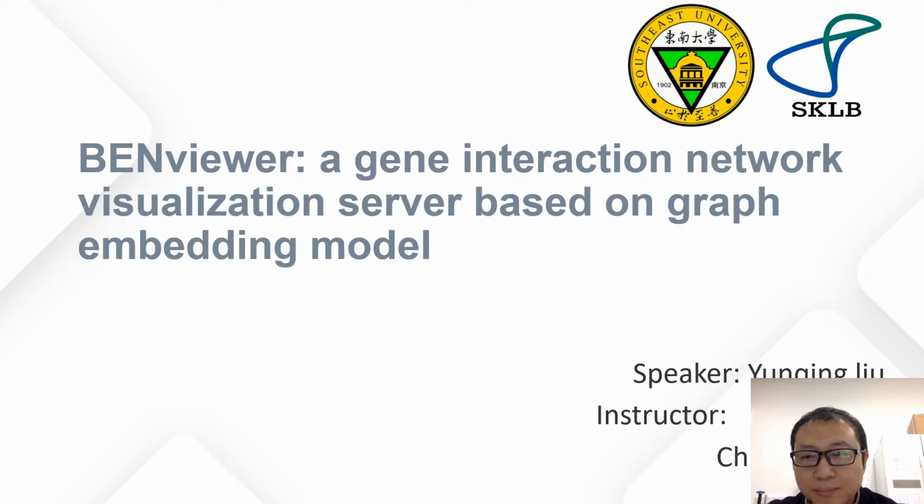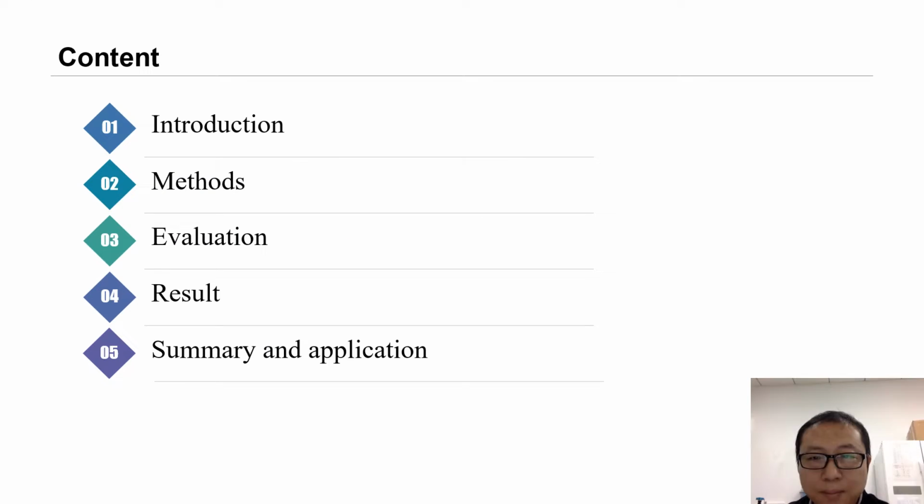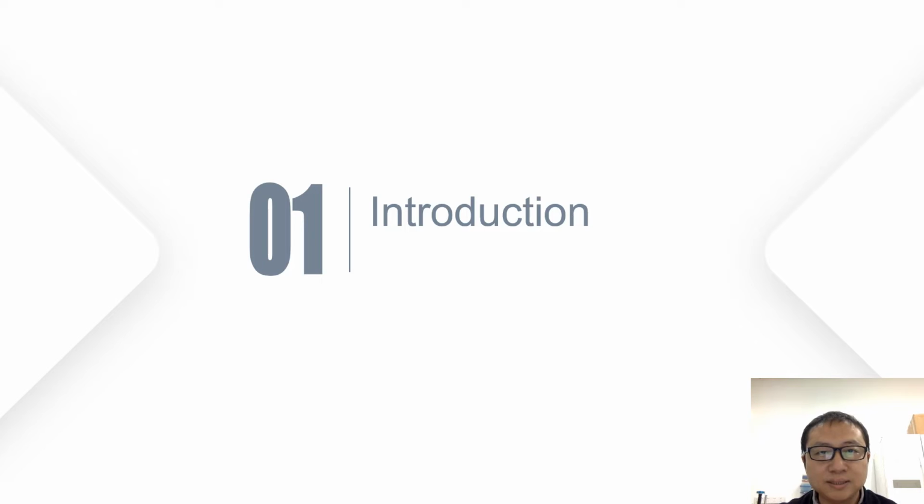The topic I'm reporting today is BenViewer, a gene interaction network visualization server based on a graph embedding model. My report will be divided into the following five parts: introduction, method, evaluation, result, and summary and application. The next section is the introduction.